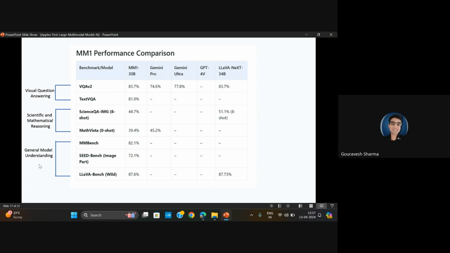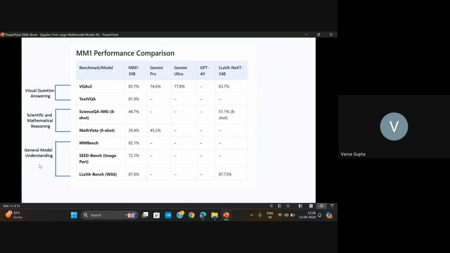Have you created this chart, or was it publicly available? It's publicly available. It's there in the paper, but the exact chart is not there. So I extracted it and made a table. Okay. If you don't mind me asking, why are there so many empty spaces when it comes to LLaVA and other models? Were they not benchmarked? Because in the paper I didn't find the comparison with these things. All right, the paper of MM1. Okay. Yeah.